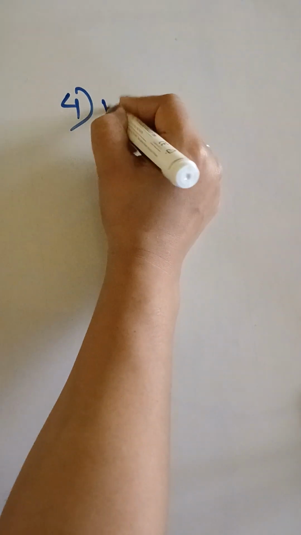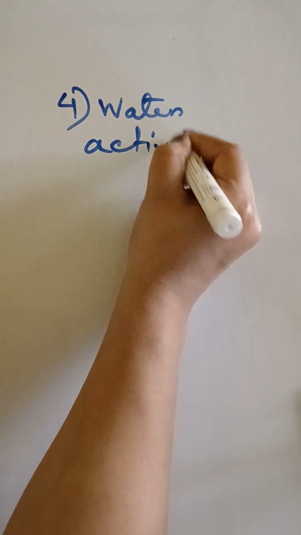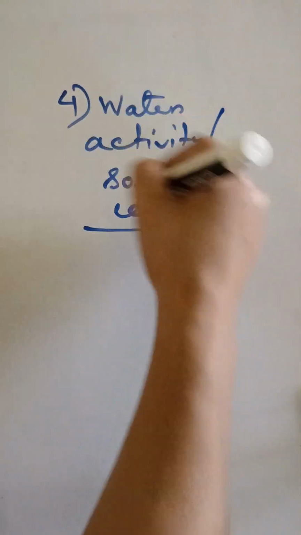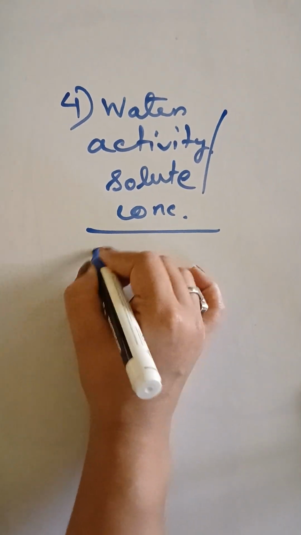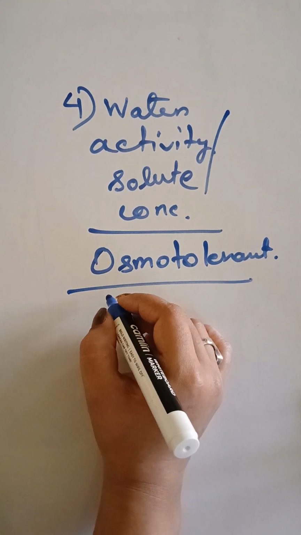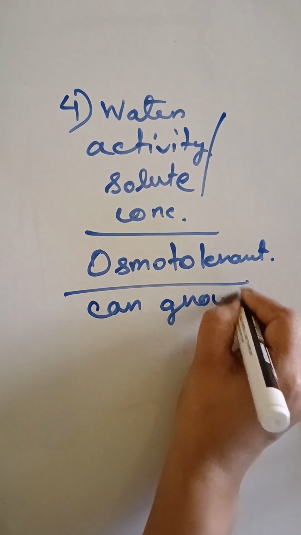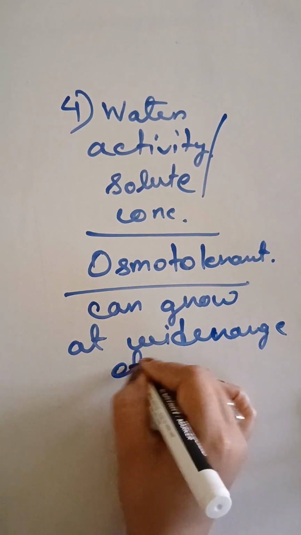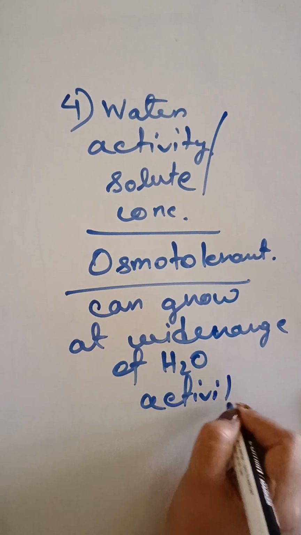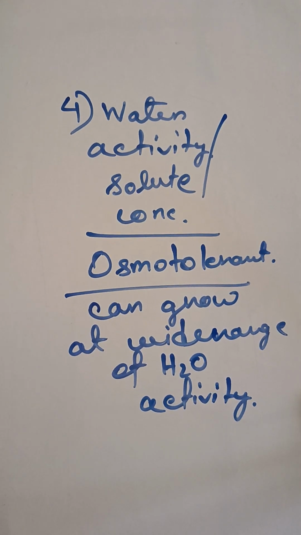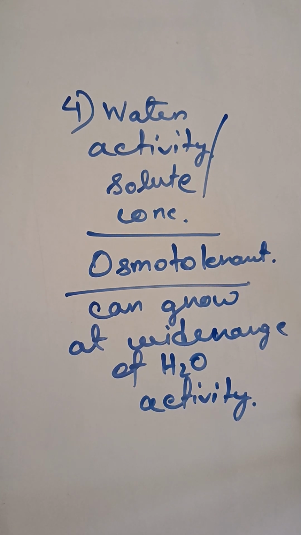The fourth one is water activity, also known as solute concentration. Depending upon this parameter, the microorganisms are known as osmotolerant. Osmotolerant means they can grow at a wide range of water activity. It means they are able to tolerate very different types of osmotic pressures, so they are known as osmotolerant.